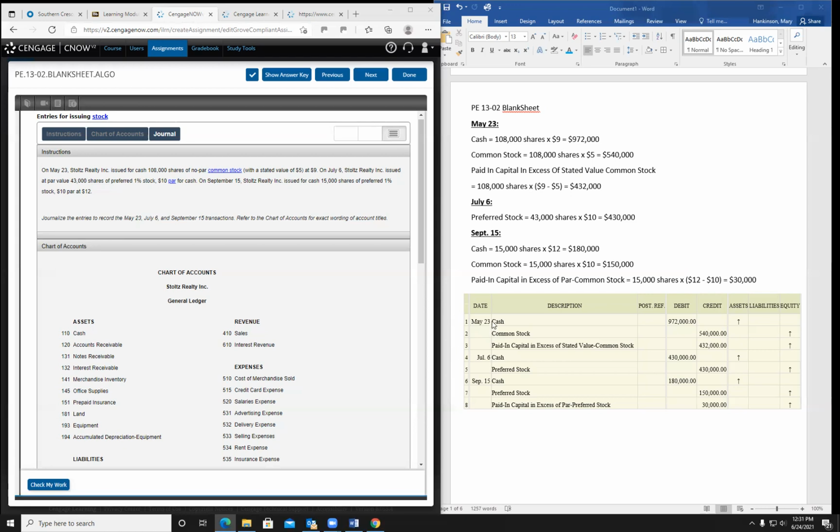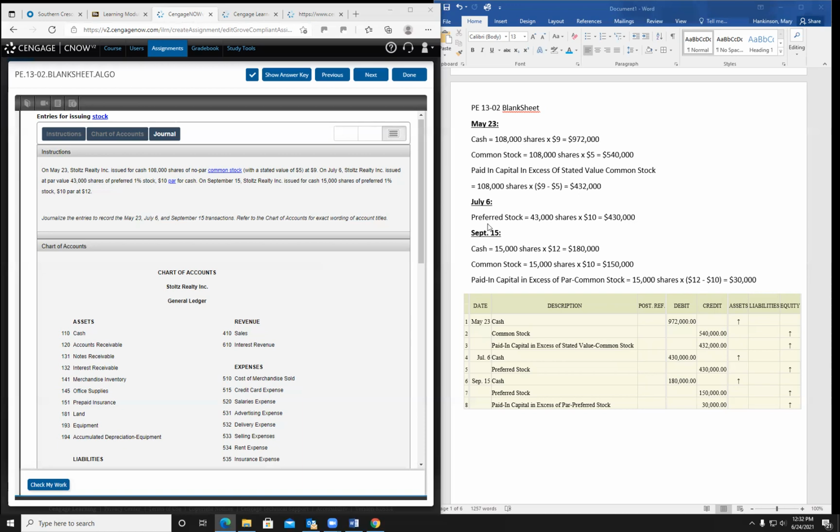So the first thing we're going to do here is, because we issued stock for cash, we're increasing our cash. Cash is increased with a debit. So your debit entry is going to be to cash for the $972,000. Now we need to record the common stock that was issued, and we record it at the stated value. So your next entry is going to be to your common stock account. And that's going to be a credit of $540,000. And then lastly, because we did issue the stock at a higher value than the stated value, we now have to do an entry to our paid in capital in excess of stated value common stock. And that's where we're going to record the $432,000.